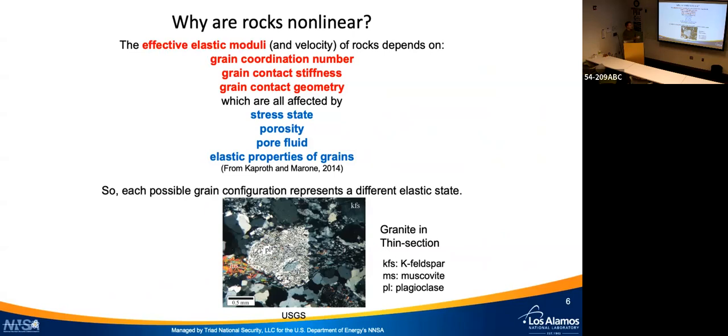So you can imagine that for each possible grain configuration, there'd be a different stress state. If you reoriented these or you disturbed it in some way, then the way that stress is transmitted across this rock will change, even though the grains themselves aren't really any different than they were before. They have the same linear elasticity that they had before, but the contacts could be different, and the way stress is transmitted through that rock could be different.